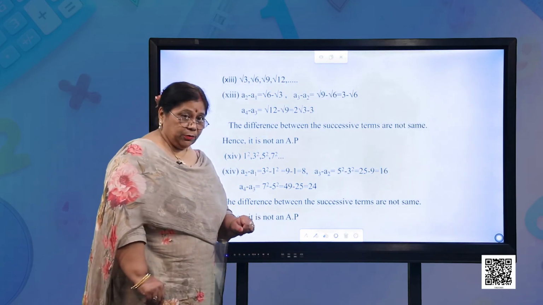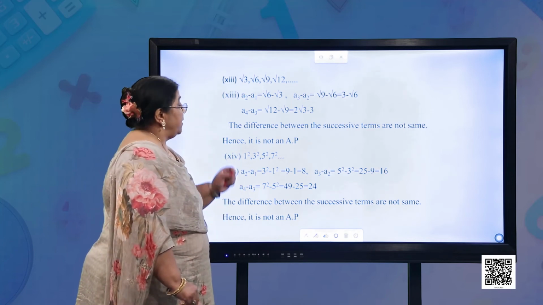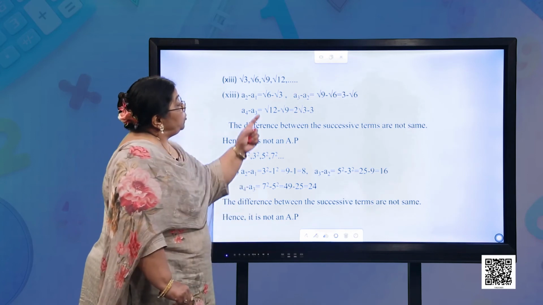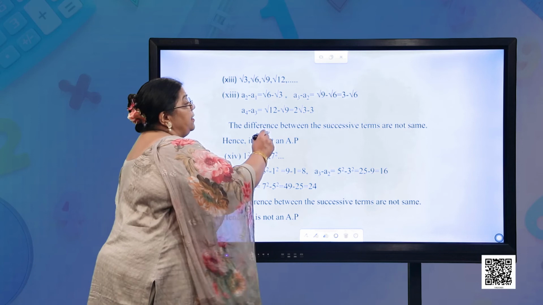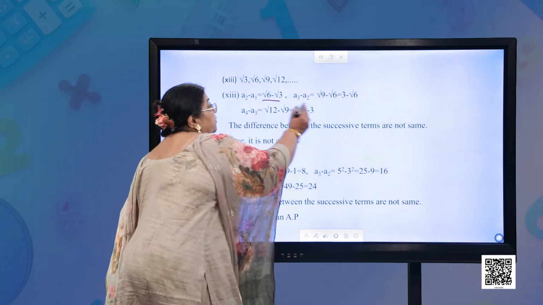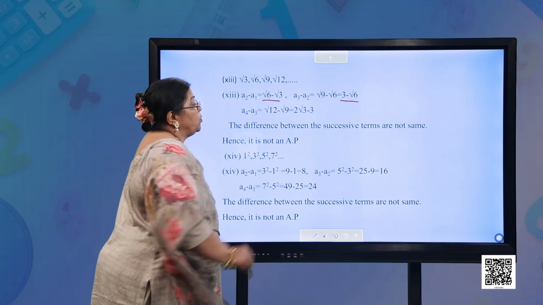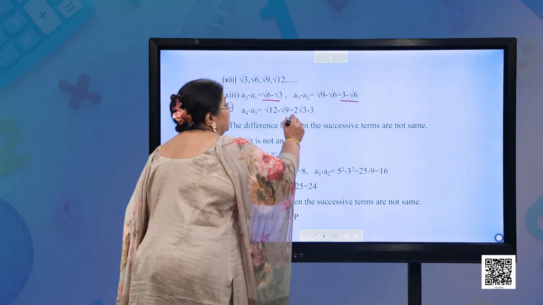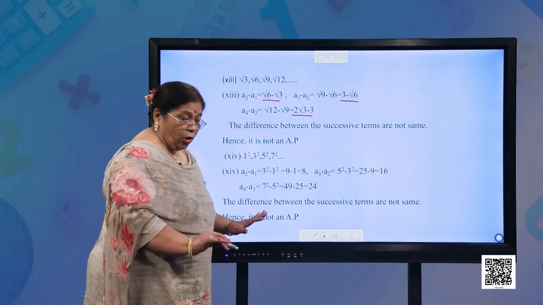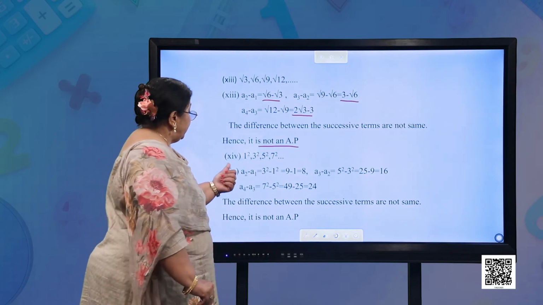We have square root 3, square root 6, square root 9 and square root 12. Check, A2 minus A1 is square root 6 minus square root 3, and what about A3 minus A2? It is square root 9 minus square root 6, that is 3 minus square root 6. Just observe my differences. A4 minus A3 is square root 12 minus square root 9, which is 2 root 3 minus 3. So, the differences between the successive terms are not the same, therefore, it is not an AP. Is that clear? See the next part now.